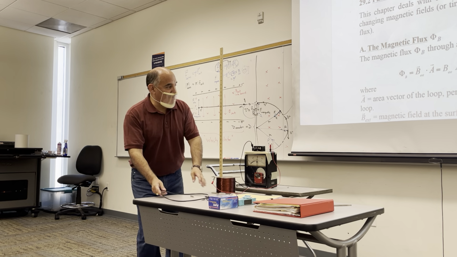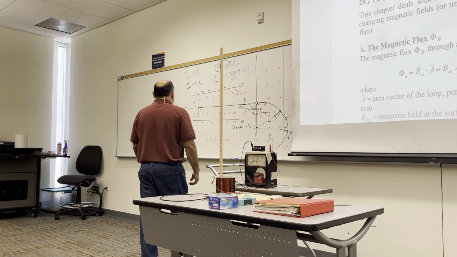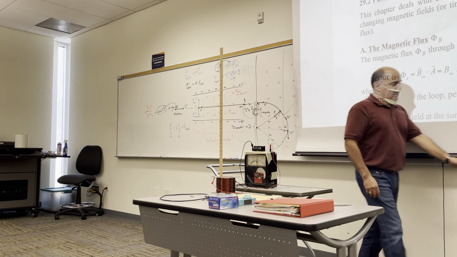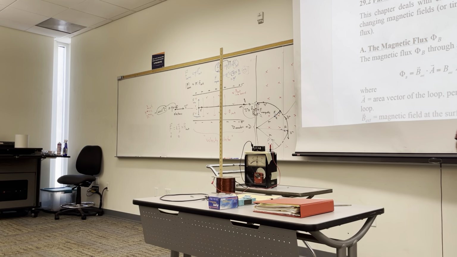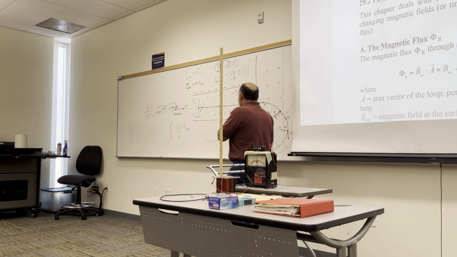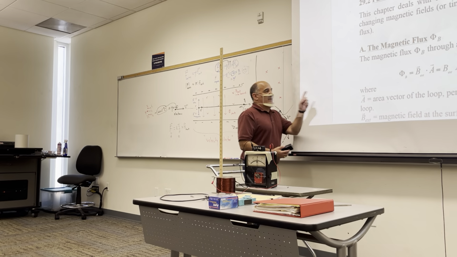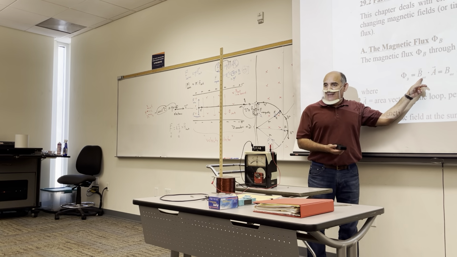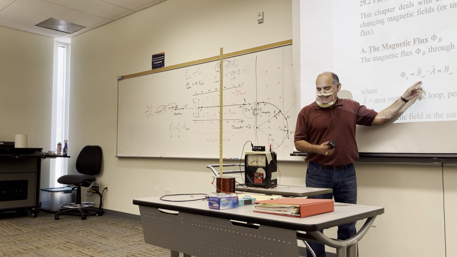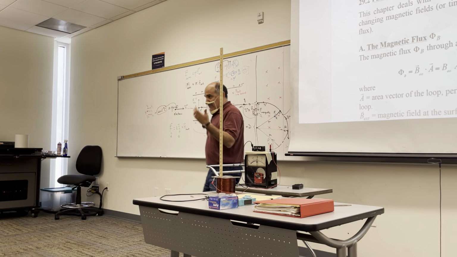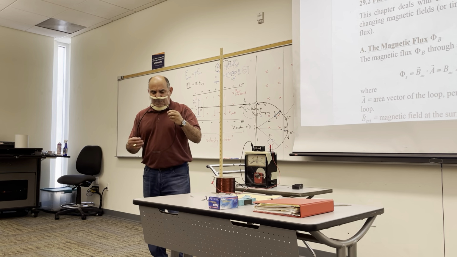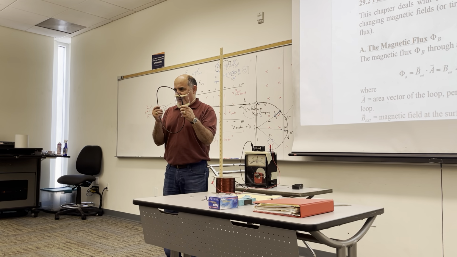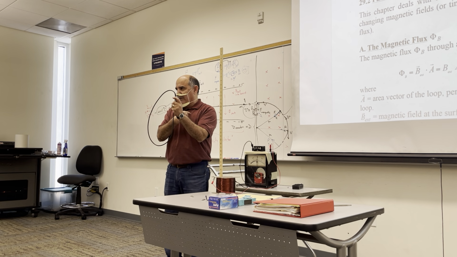So look at the definition of magnetic flux. It's the dot product between the area vector for the loop and the magnetic field that the loop is in, the external magnetic field. Remember what we said about the area vector a little while ago? What happens if the loop is like this? What is the direction of the area vector? Well, it's either that way or this way.